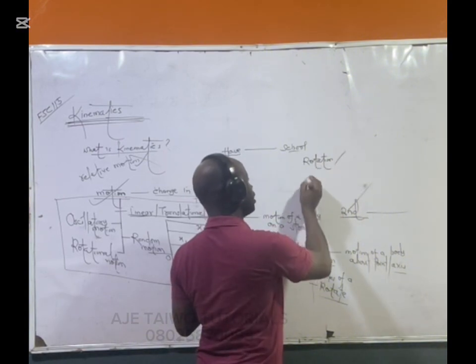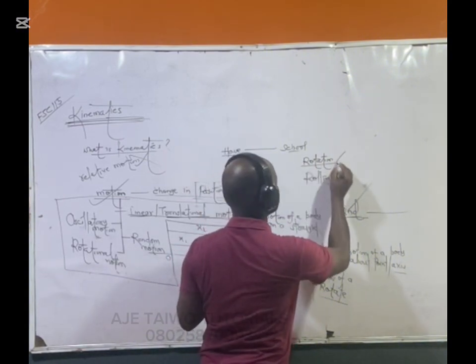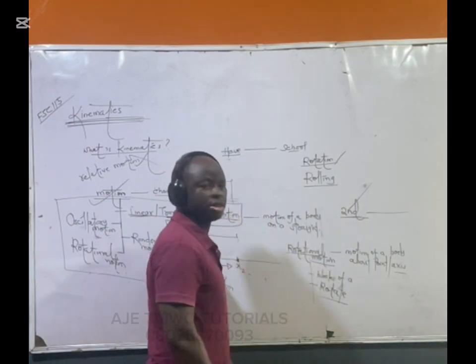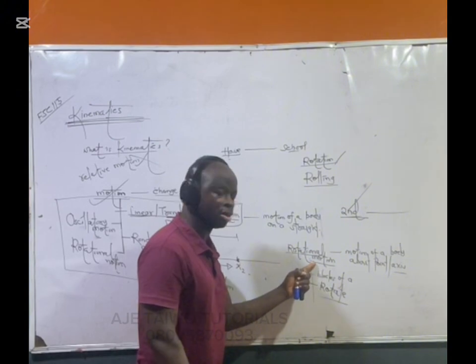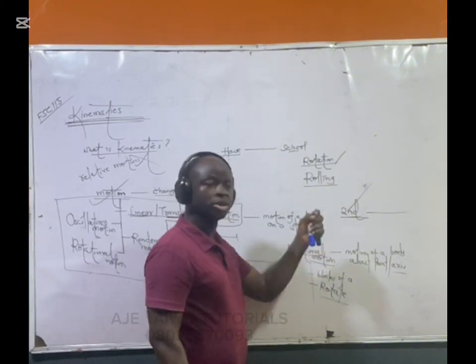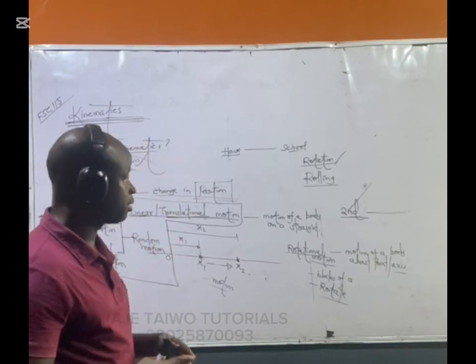and rolling. Who can differentiate between rotation and rolling? Anybody that wants to understand rotational motion must also understand rolling motion, or a body rolling. There's a difference. Who can tell me the difference?